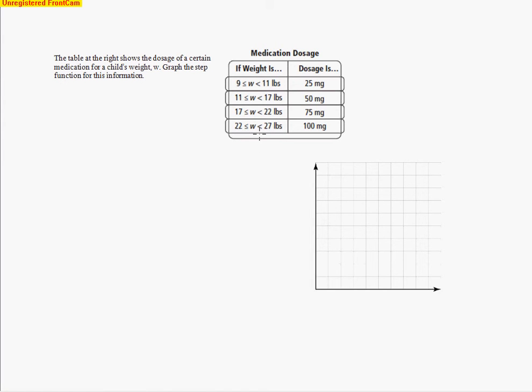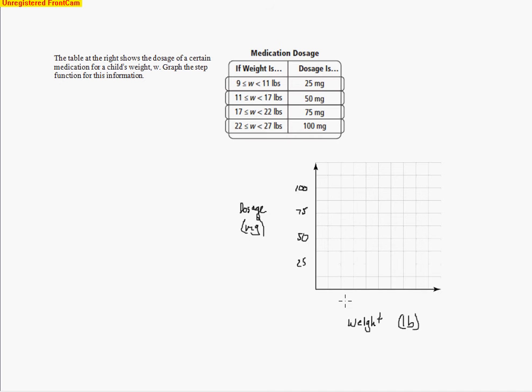And so a step function is going to look like steps, like a staircase, and that's what we'll end up seeing here. So as I talked about before, the weight is independent. That can change. It's in pounds, but the dosage is going to end up depending upon how much a child weighs. And so we're going up by 25. So let's see if we've got room. I'm going to go ahead and call 2 spaces up. We'll call this one 25 here, and we'll call this one 50 at 4 spaces up, and we'll just continue on. So this would be 75, and this would be 100. And these are in milligrams.